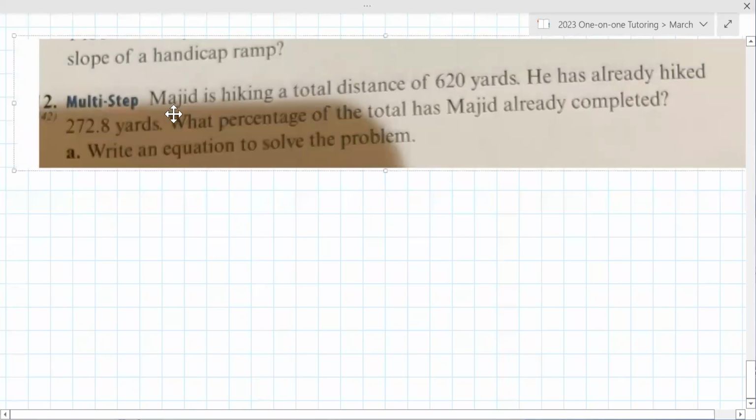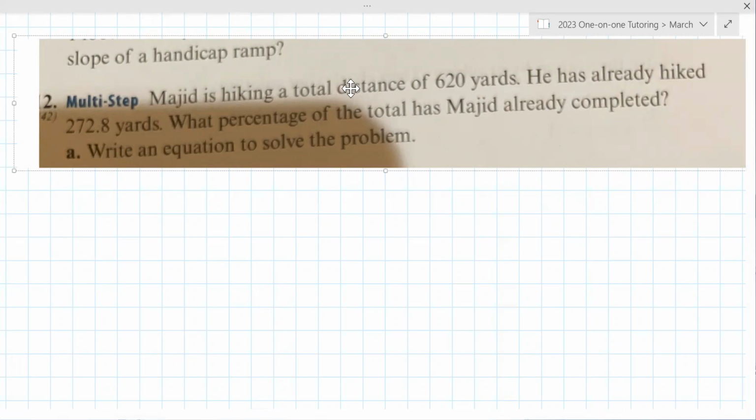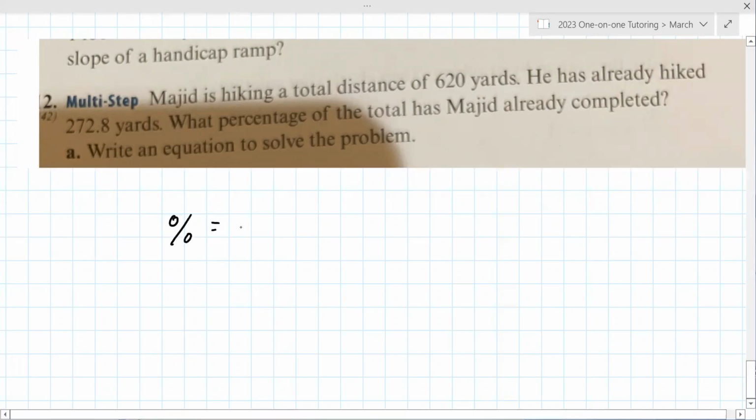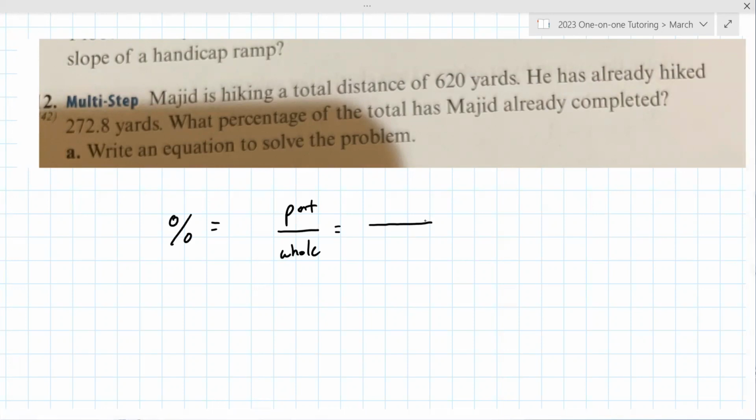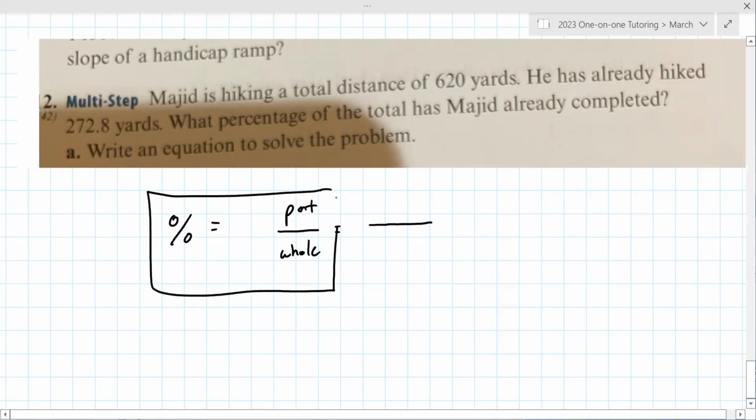M is hiking a total distance of 620 yards. He has already hiked 272.8 yards. What percentage of the total has M already completed? Percentages is part divided by whole. What is the part and what is the whole in this problem? The part is 272.8 yards and the whole is 620 yards. Good.